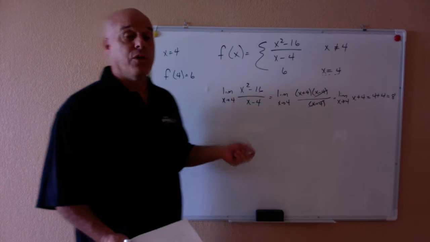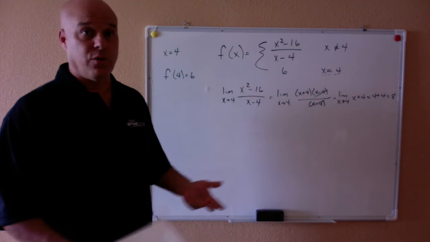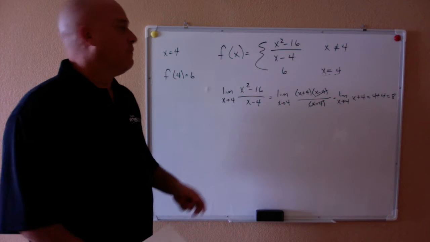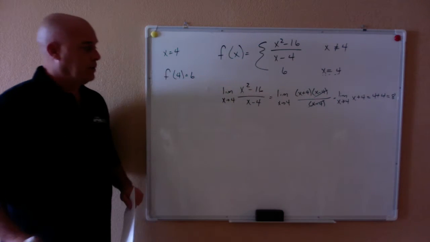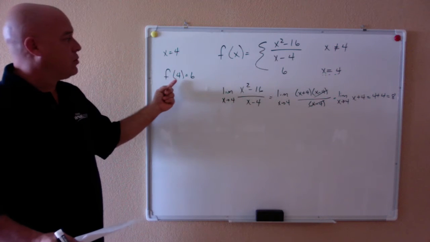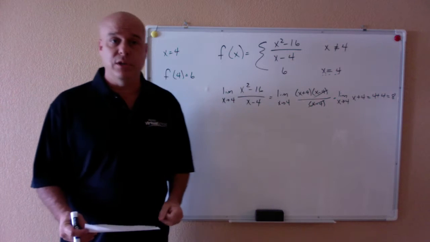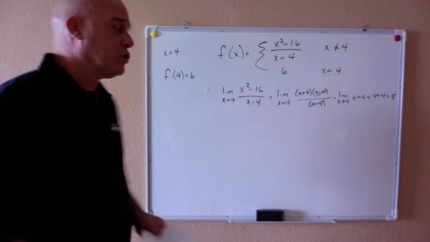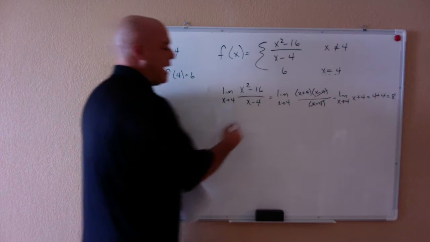So the last condition was that in order for this to be continuous, the value of the limit has to be equal to the value of the function. And in this case, the value of the limit was 8. The value of the function was 6. Those are not equal to each other, so the third condition did not apply. This function is discontinuous, and in this case, we have a hole.